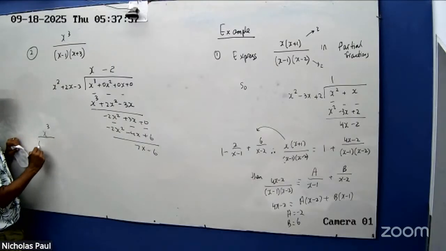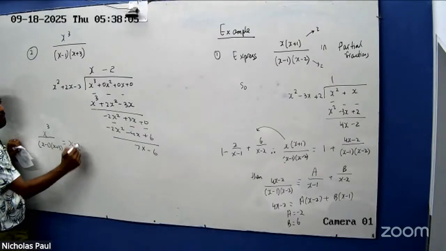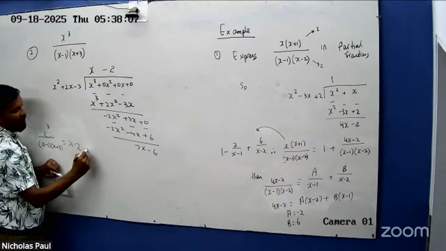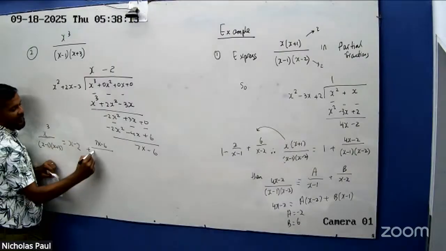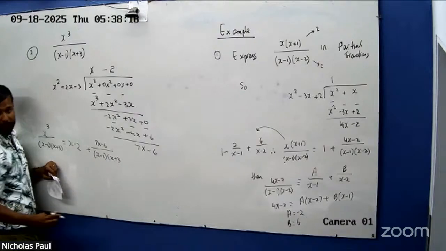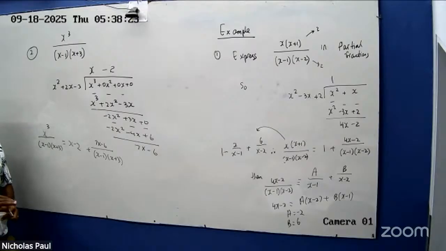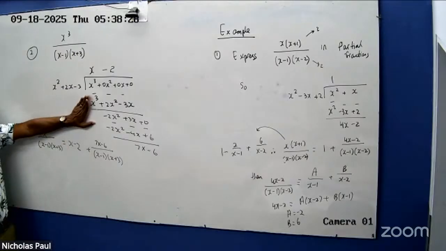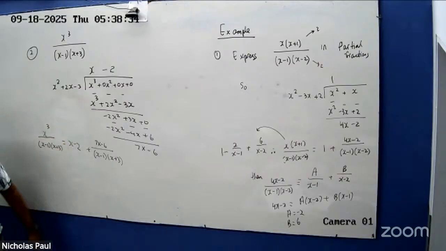So your answer will be x minus 2, plus 7x minus 6 over this, and this here is x minus 1 times x plus 3. That okay with that? Now you apply partial fractions. You'll follow the long division because that's where you made a little mistake, right? Fix the long division and do the partial fractions now.